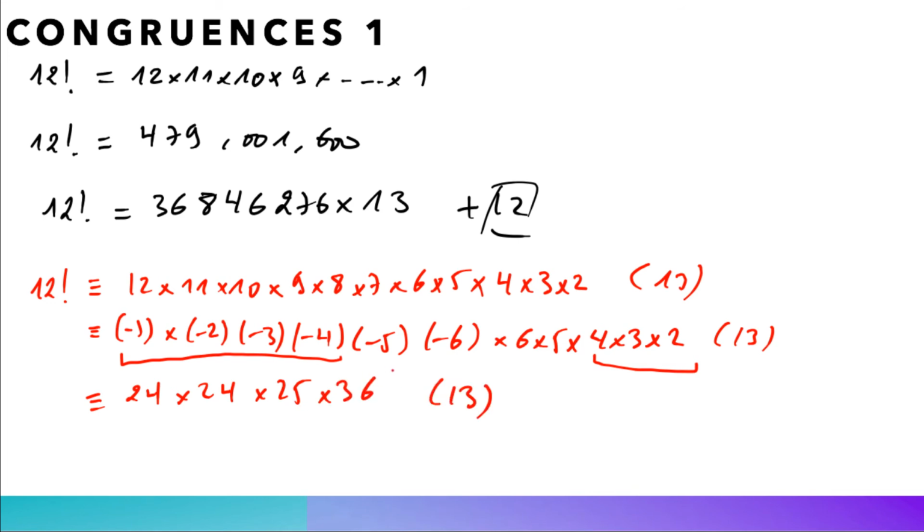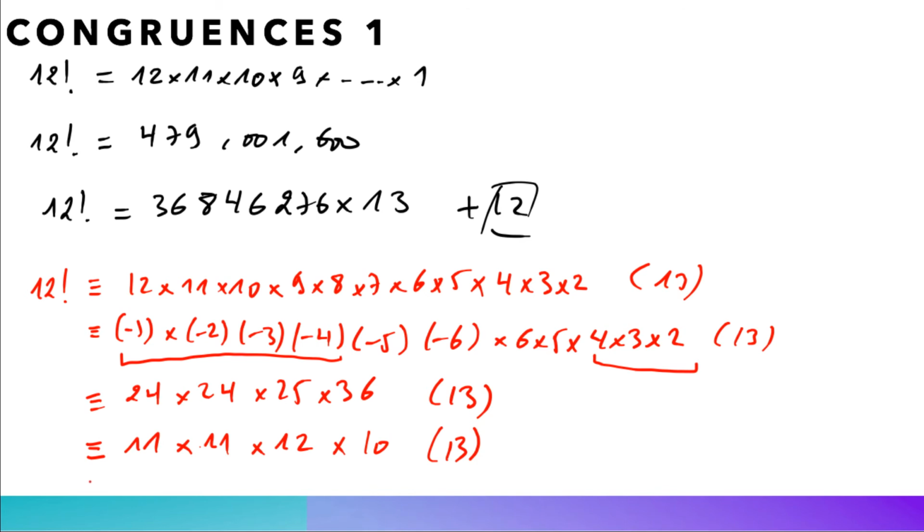25 is actually 5 times 5, and 36 is 6 times 6, of course. But we know that modulo 13, 24 is actually the same thing as 11. The second 24 is also congruent to 11 modulo 13, 25 is the same thing as 12 modulo 13, and 36 is 10 modulo 13. So all of this is congruent to this number modulo 13, and actually let me remind you that we're capable of doing this thanks to the properties of congruences about addition and multiplication.